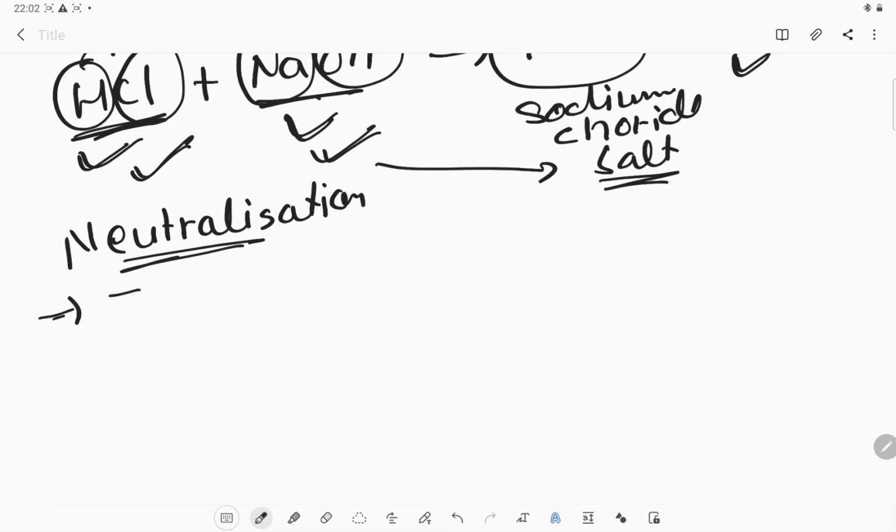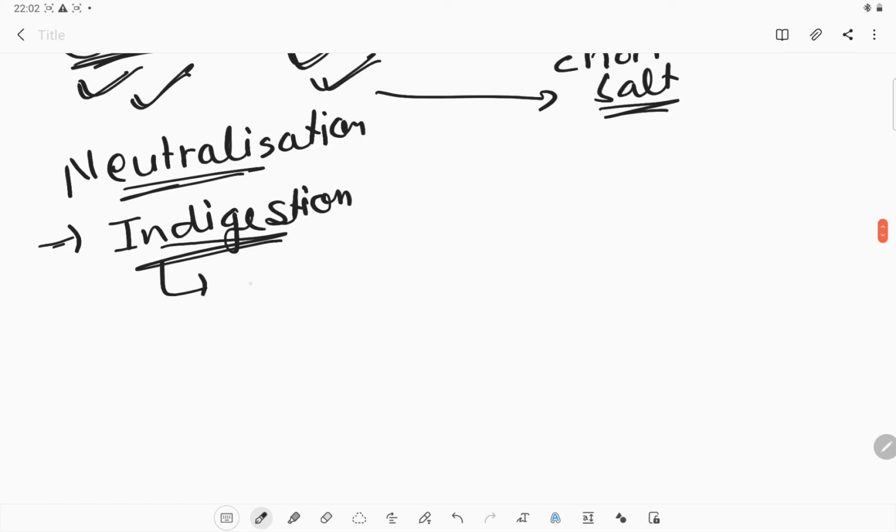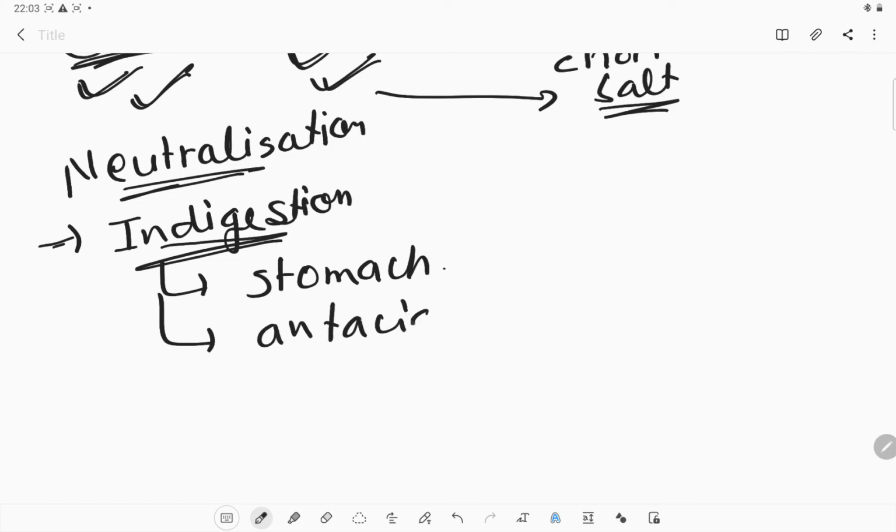What is the importance? Like in indigestion, when we feel acidity in us, why does it happen? Because of indigestion we feel acid. Our stomach produces lots of acid, and that acid creates the acidity. To get relief from this indigestion, we require some kind of antacid to take. What antacid can we take? We can take milk of magnesia.